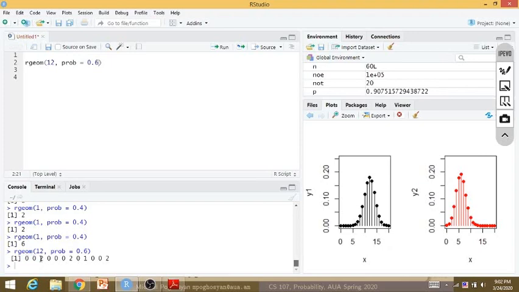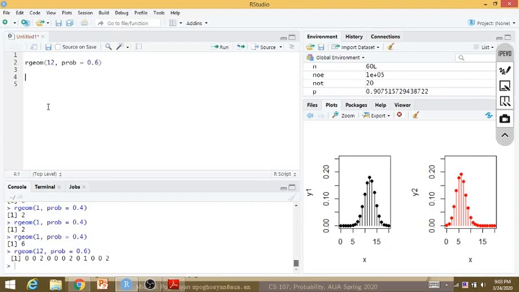Another try, the first 2 were failures and the third one was success. First is success. First is success. First is success. 2 failures, then the third one was success, etc. So it is doing 12 geometric trials, repeating trials up to the first success and showing us the number of failures before the first success.